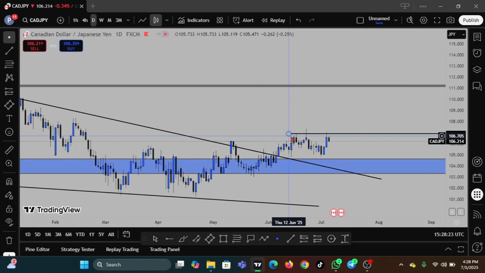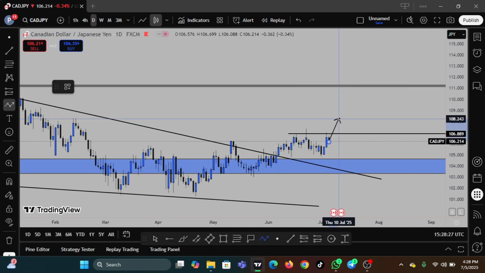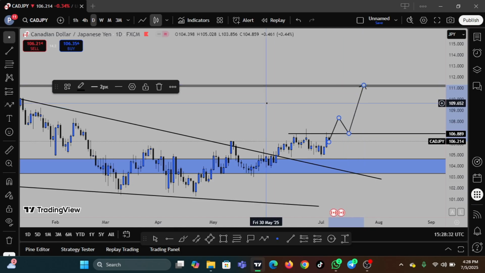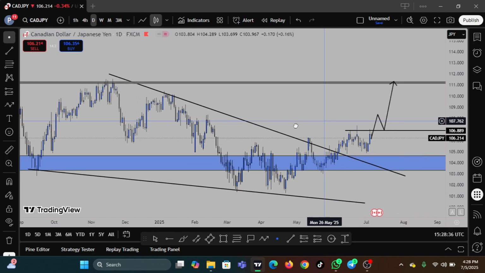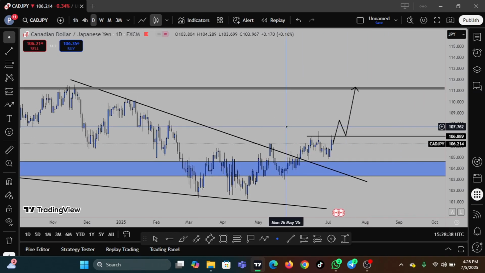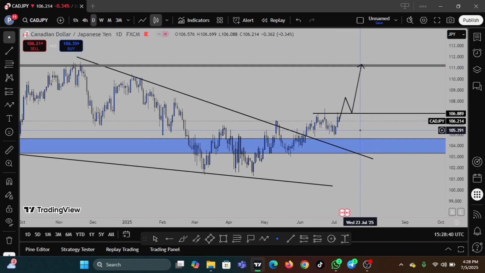So currently we have this level holding up. So we need to see this level break, retest back, and then we are targeting this nearest minor resistance for a buy movement. So this one is just very short on CAD JPY. It's yet to give us a definite movement.